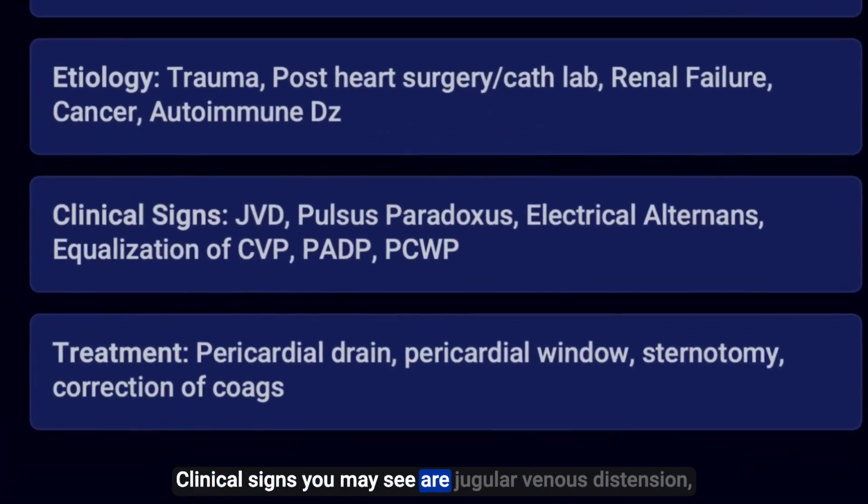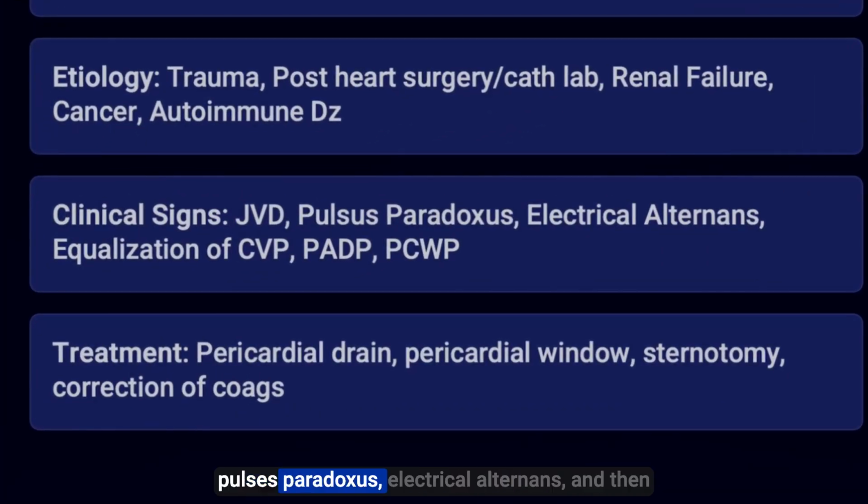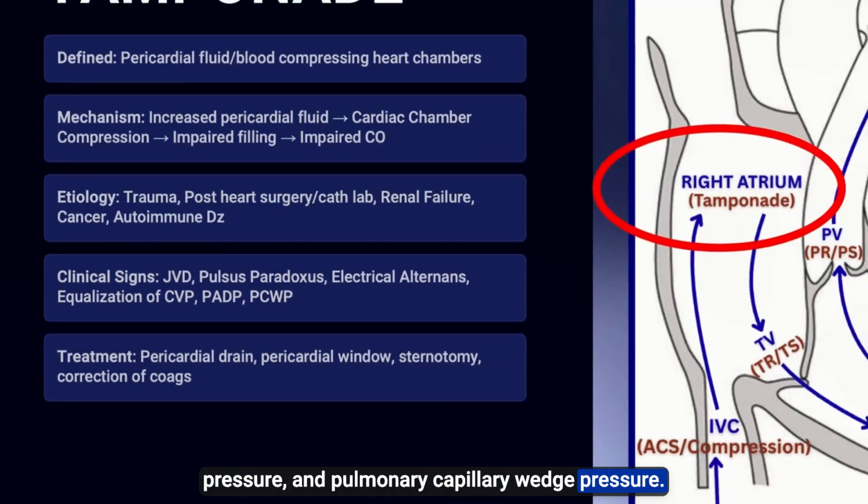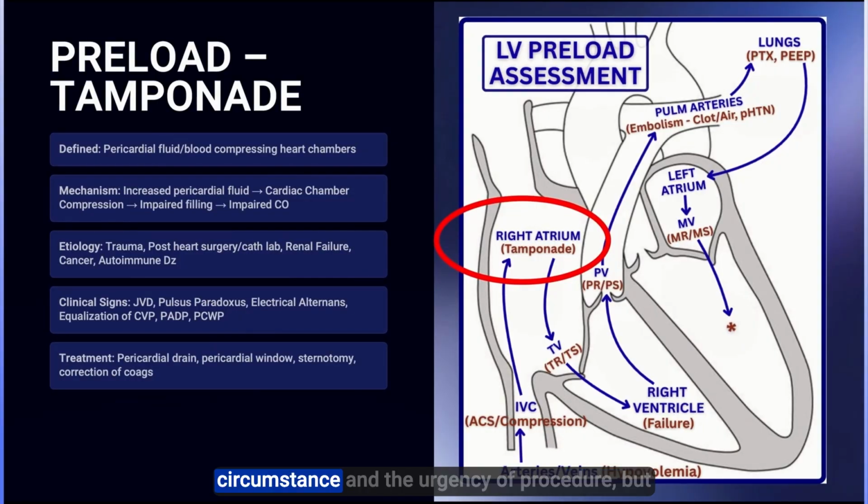Clinical signs you may see are jugular venous distension, pulsus paradoxus, electrical alternans, and then eventual equalization of CVP, pulmonary artery diastolic pressure, and pulmonary capillary wedge pressure. The treatment really depends on the clinical circumstance and the urgency of procedure, but it could be a pericardial drain, pericardial window, sternotomy to evacuate the fluid, or correction of coags.